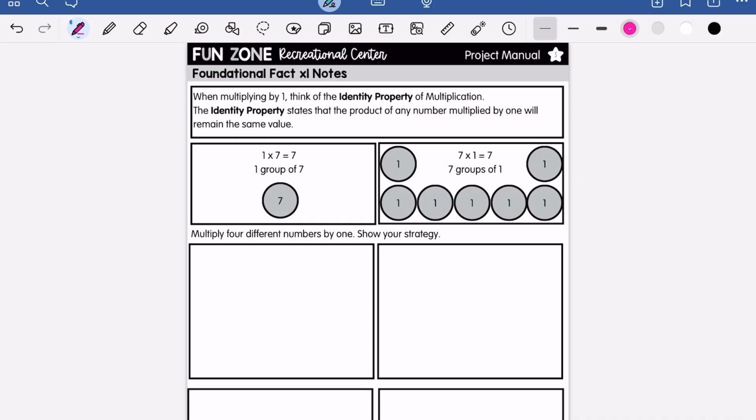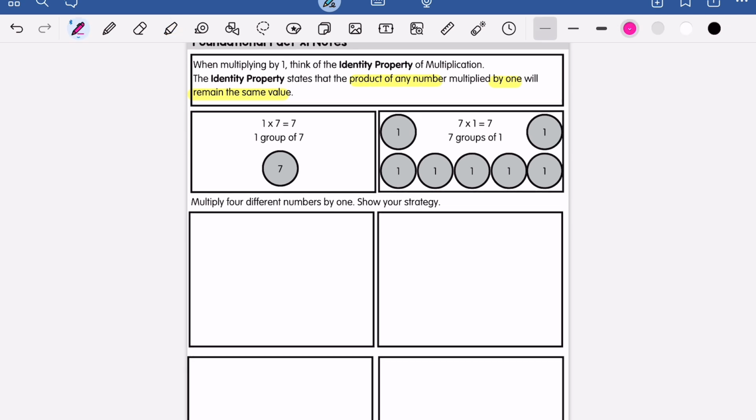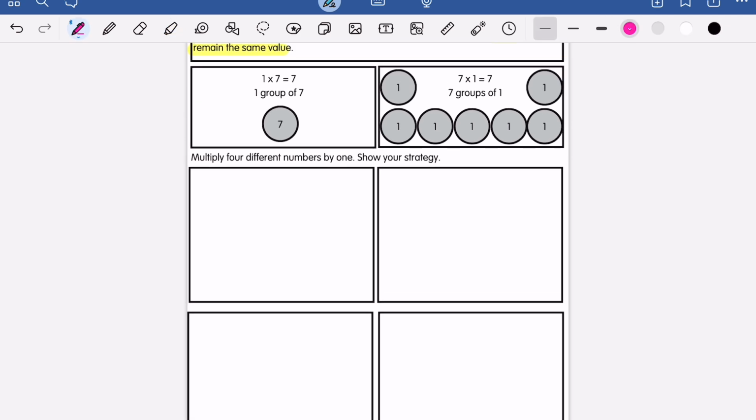Let's complete our project notes for multiplying by 1. At the top, we see the definition for the identity property of multiplication. This property states that the product of any number multiplied by 1 will remain the same value. We will begin by drawing a model for one group of 9. Let's draw what this could look like. If I have one group of 9, I simply have all 9 objects in one group. Therefore, my total is 9.